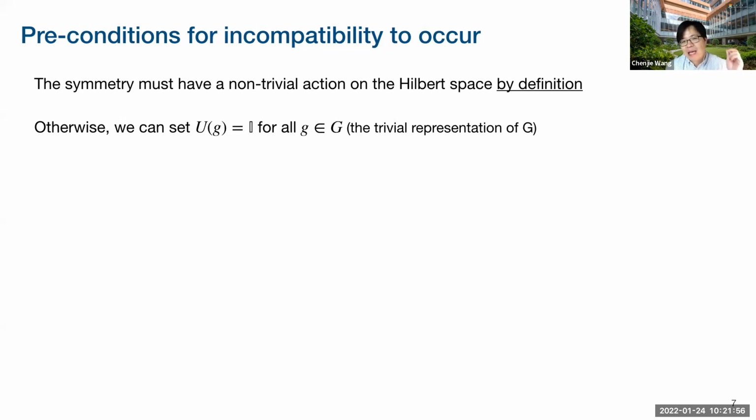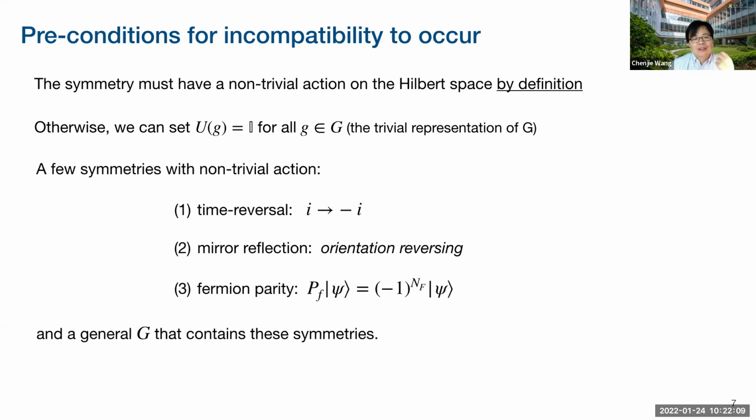That means in this abstract phase diagram that I was showing, you find one point. This symmetry G, a general symmetry G, is compatible with any kind of topological order that you are considering. So actually there are not that many symmetries which by their very definition have non-trivial action, but almost all of them are physically very important. One of them is time reversal symmetry.